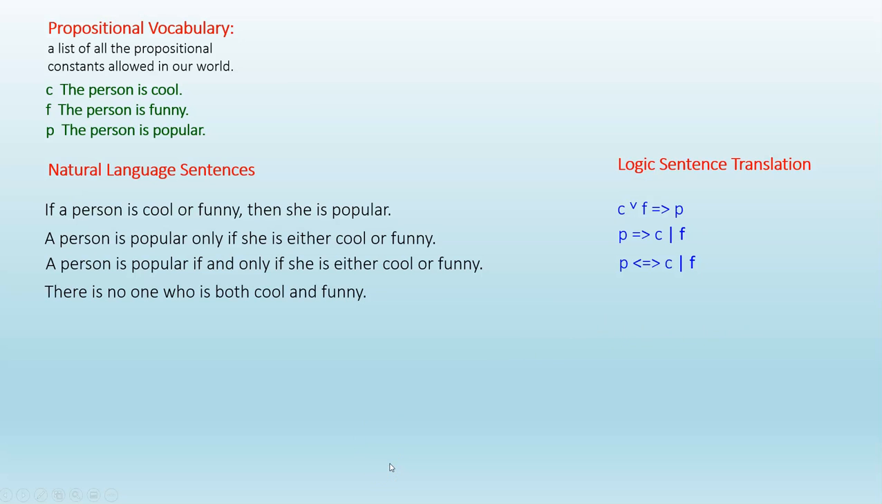Okay, there is no one who is both cool and funny. So no one, that's a negation. Cool and funny, that's a conjunction. So here's the conjunction of cool and funny. Here's the negation. So saying there is no one who is cool and funny. Okay, let me go back to that.